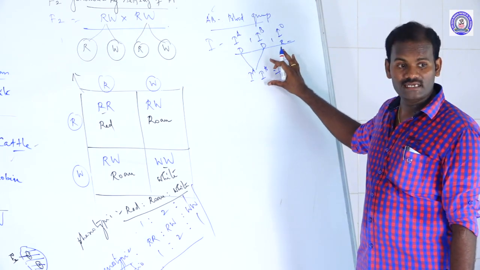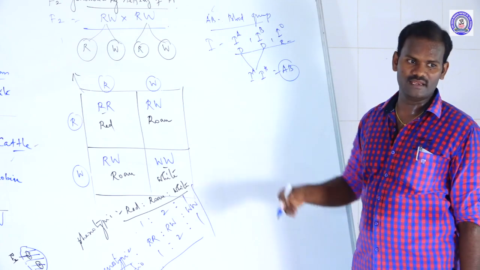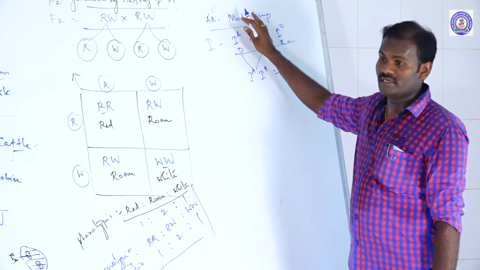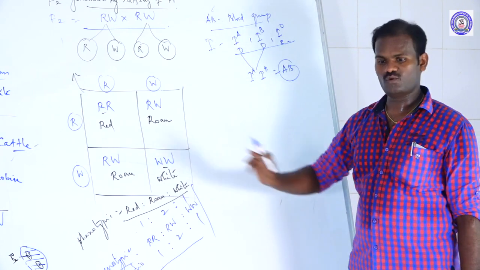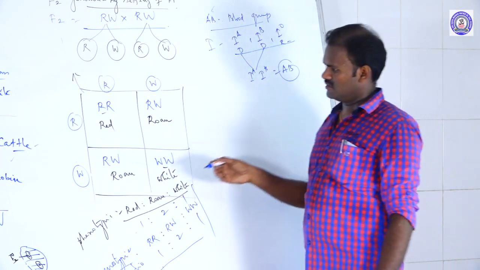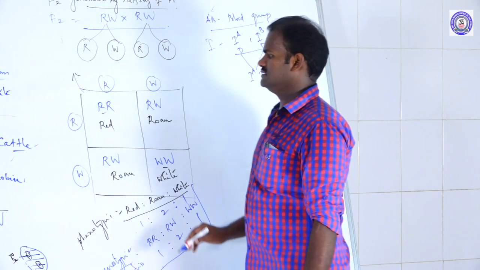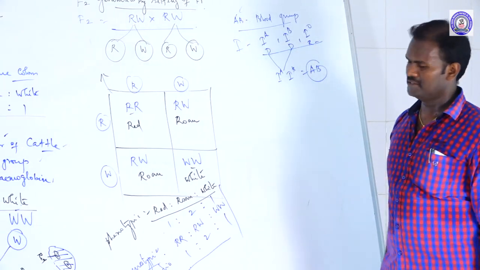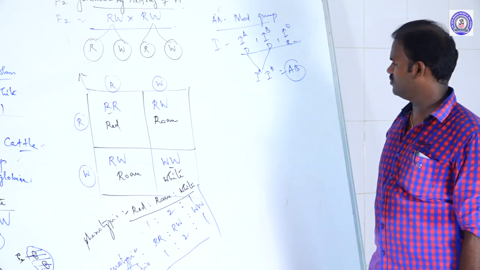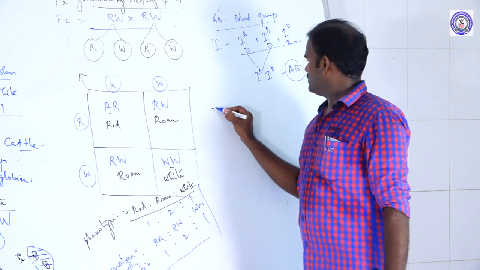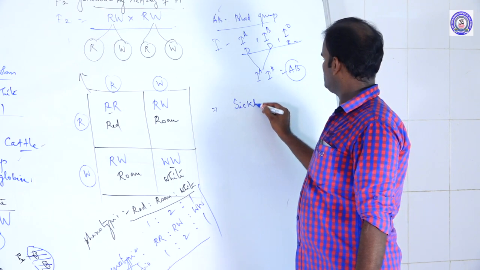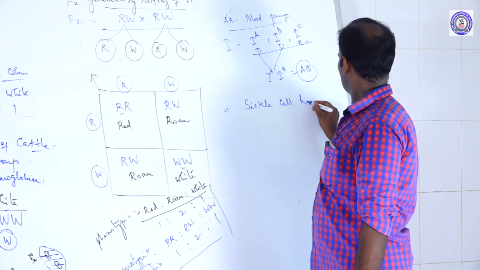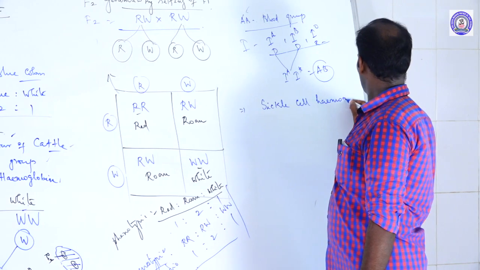It is another example, because both alleles are dominant characters. We will discuss in detail in the next topic, multiple allelism. ABO blood group is an example for multiple allelism. AB blood group is an example for codominance. The third one is sickle cell hemoglobin.